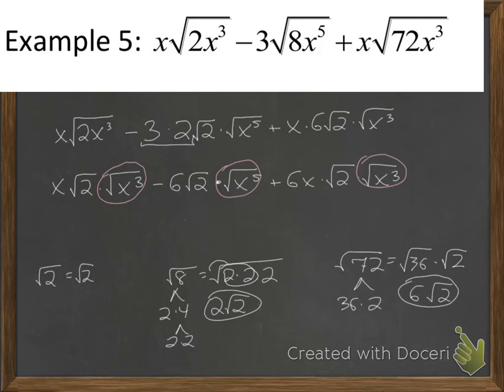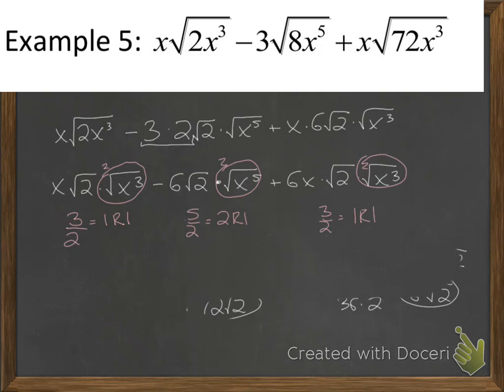Okay, and if you remember from a previous video, what we do is we divide the exponent 3 by the root. Remember, we're taking the square root. All of these are square roots. So 3 divided by 2 is 1, remainder 1. 5 divided by 2 is 2, remainder 1. Okay, and 3 divided by 2 is 1, remainder 1. So at this point I'm out of room, so I'm going to erase this bottom part here.